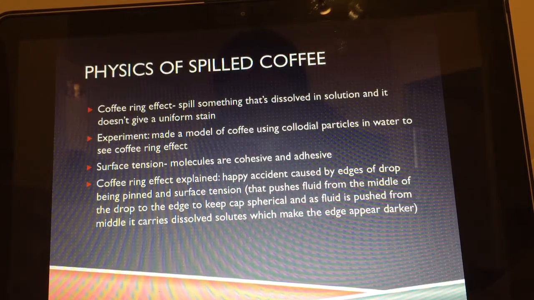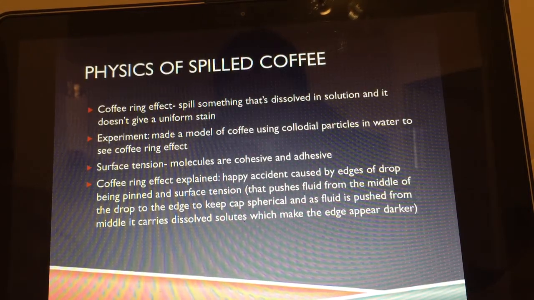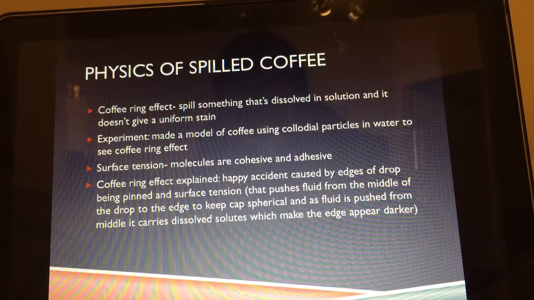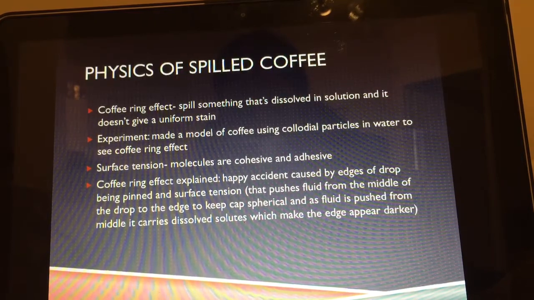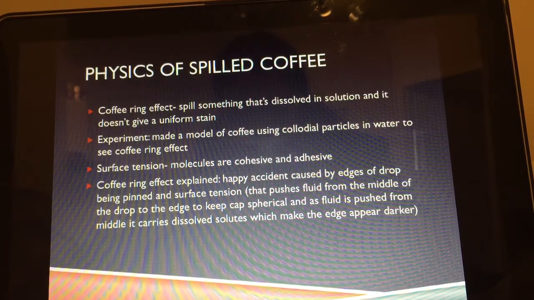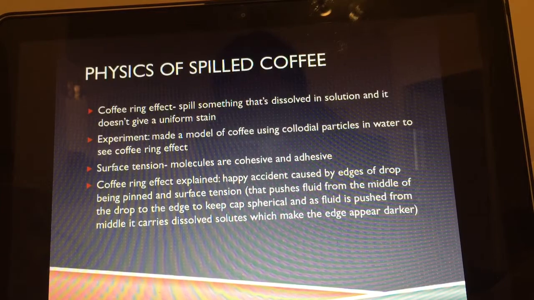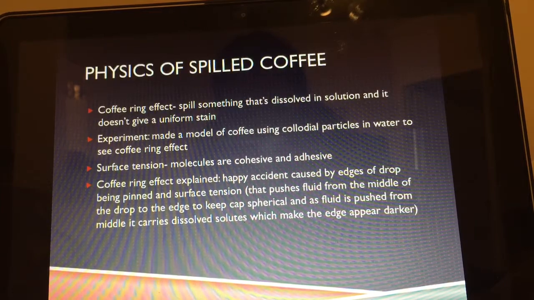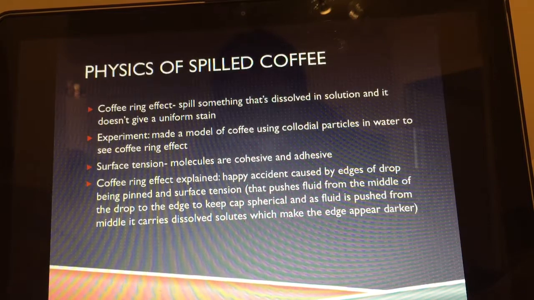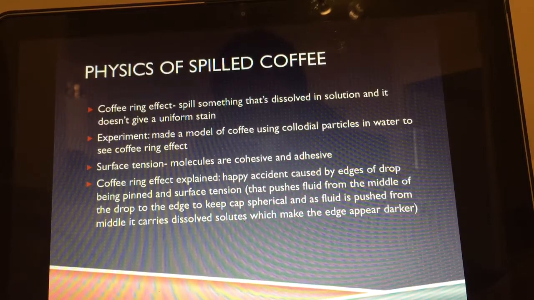As the spherical cap dries, the volume decreases, but the edges of the drop become pinned in place, so the drop doesn't dry from the edge in. The diameter remains the same as it dries, and instead the drop flattens down from the top until the last stage of drying, where the edges depin and evaporation finishes. Therefore, the coffee ring effect is just a happy accident that is caused by the edges of the drop being pinned and surface tension, because water in the middle gets pushed to the edge, and this water carries dissolved solutes to the edge, which makes it appear darker.